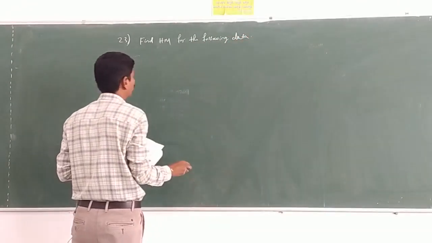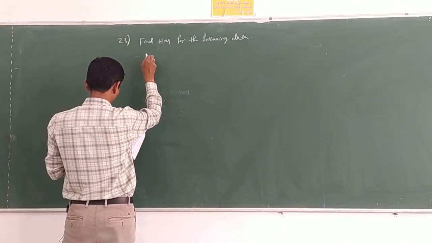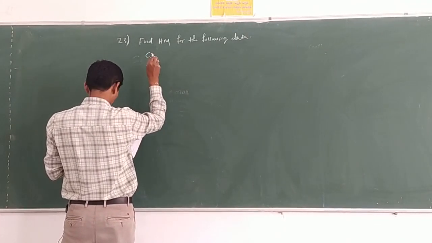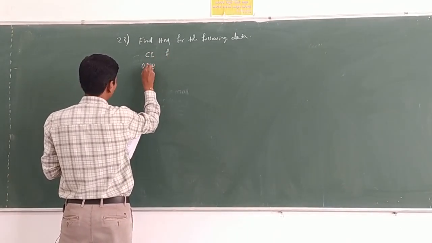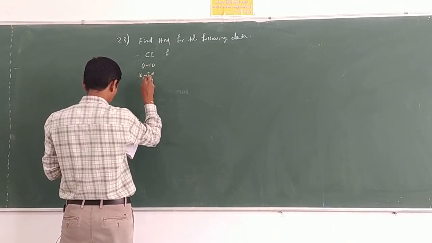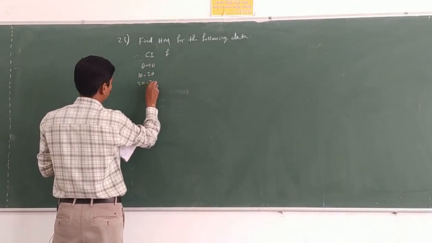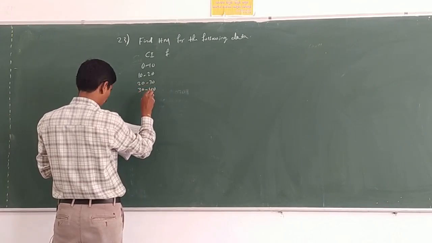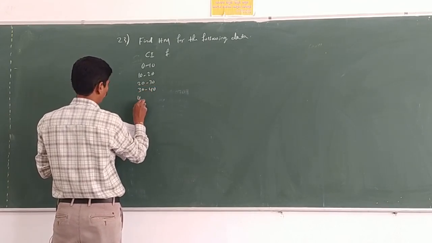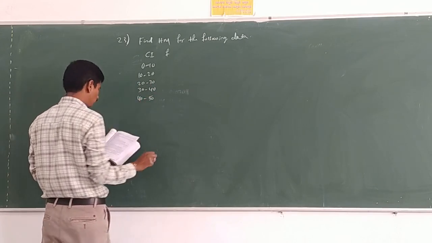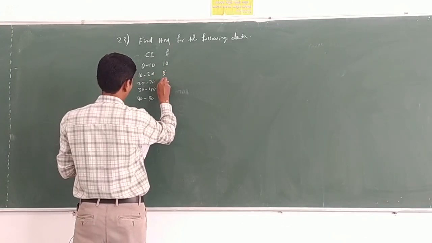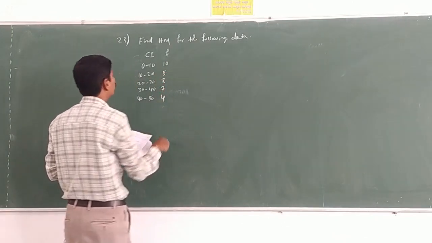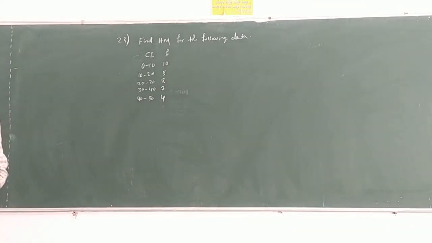Here they are given class intervals with respect to frequencies. The Ci values are 0 to 10, 10 to 20, 20 to 30, 30 to 40, and 40 to 50. The respective frequencies are 10, 5, 8, 7 and 4. Calculate the harmonic mean for the following data given below.